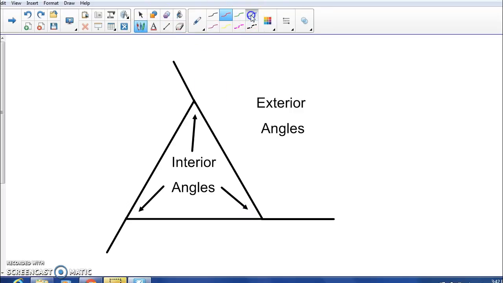Exterior angles are those outside the triangle. And notice this triangle looks a little weird. What I did is I extended the lines, but only one way. That's how you find the exterior angles. And the exterior angles are the ones that are not 180 degrees. They're the ones that are not a straight line. So our exterior angles are here, here, and here in this triangle.